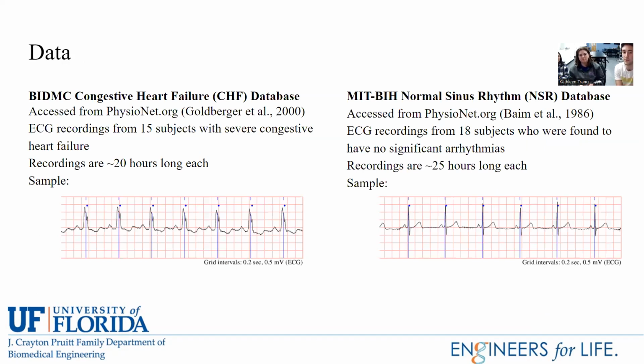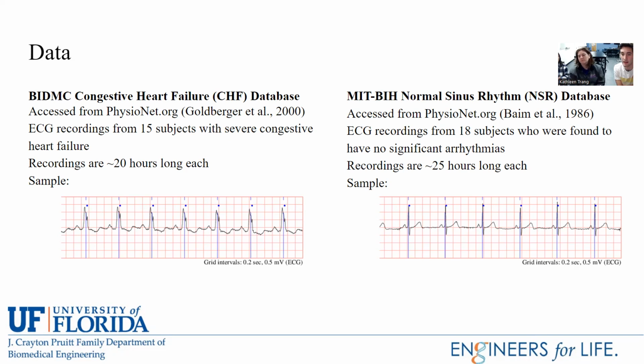And we ended up using two data sets for this project. The first one was the BIDMC congestive heart failure database, taken from physionet.org. And that included EKG recordings from 15 subjects who all had severe congestive heart failure, in classes 3 to 4, which is the severe part of it. Recordings were about 20 hours long for each patient, and you can see a sample on the left side.